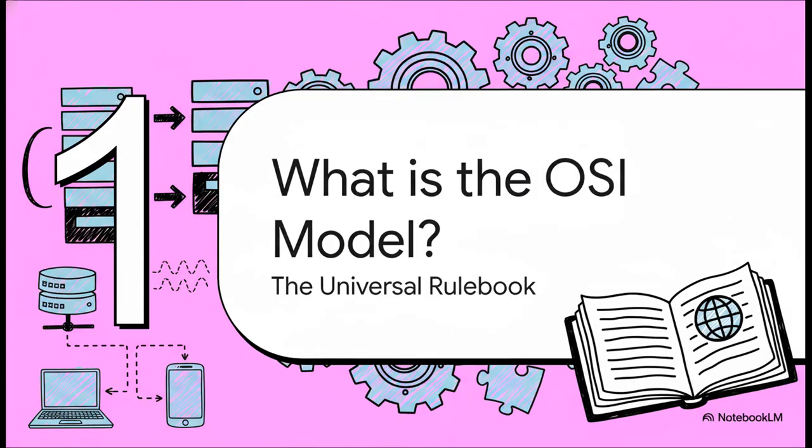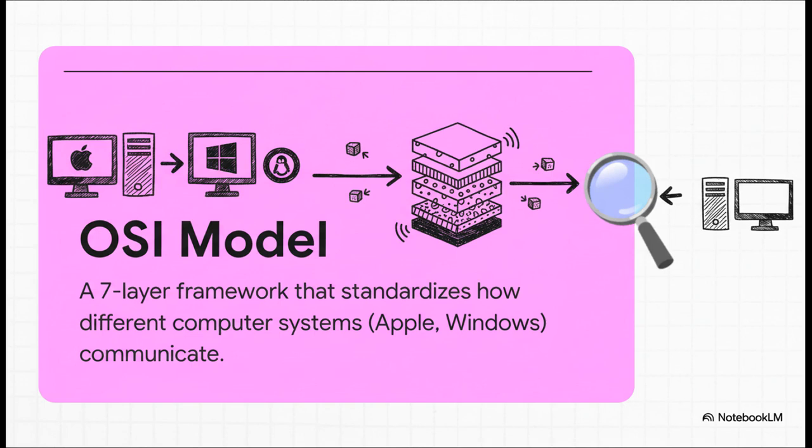What is the OSI model? Well, at its heart, you can think of it as the universal rulebook for all digital communication. It's the reason that devices made by totally different companies can all speak the same language online. So, the OSI model is a 7-layer framework. And its whole purpose, its entire reason for being, is to make sure a Mac can talk to a Windows PC, which can talk to a Linux server, without any hiccups or compatibility issues. It's basically the universal language that allows for this open, seamless communication between any two systems on a network.